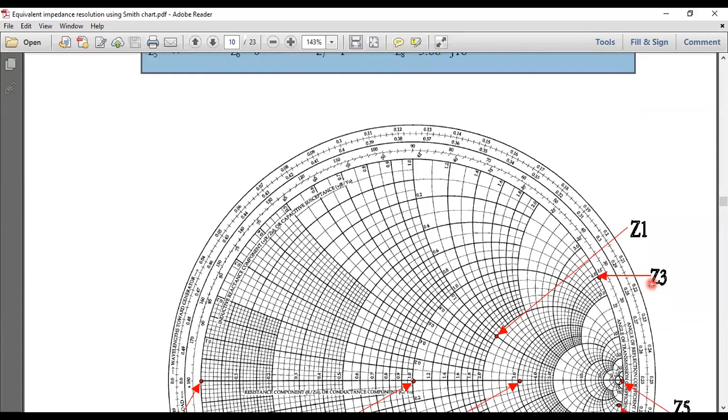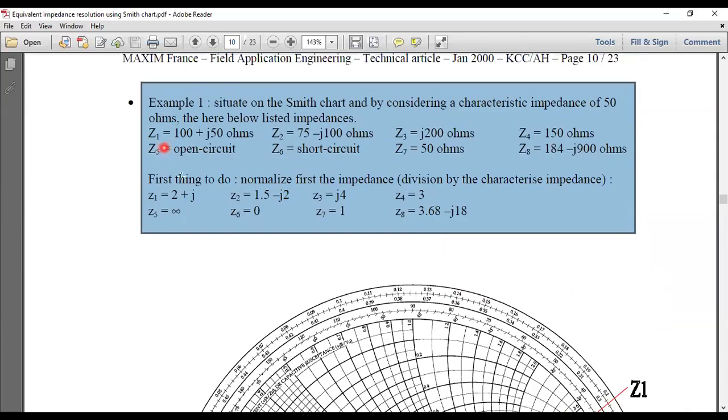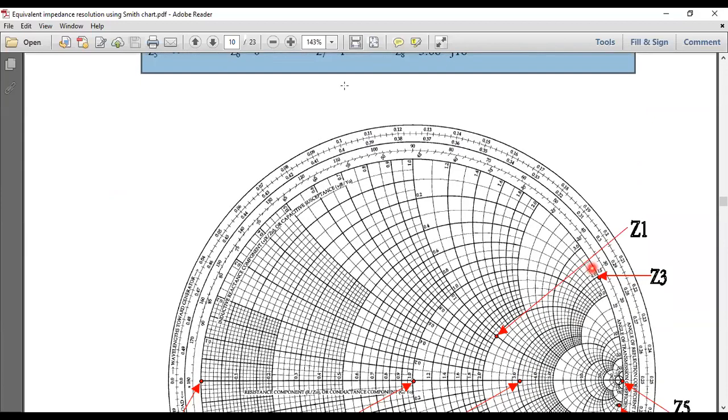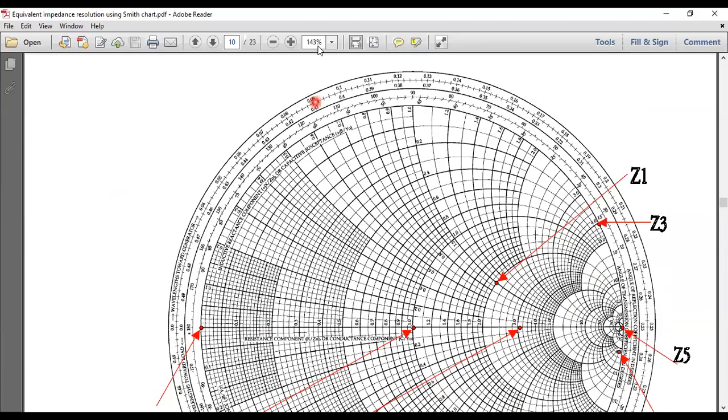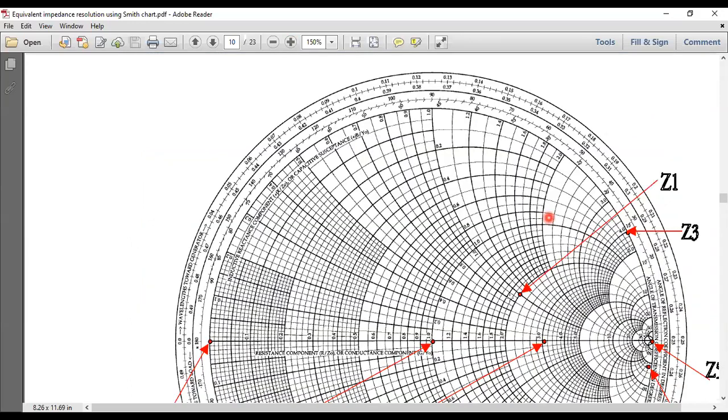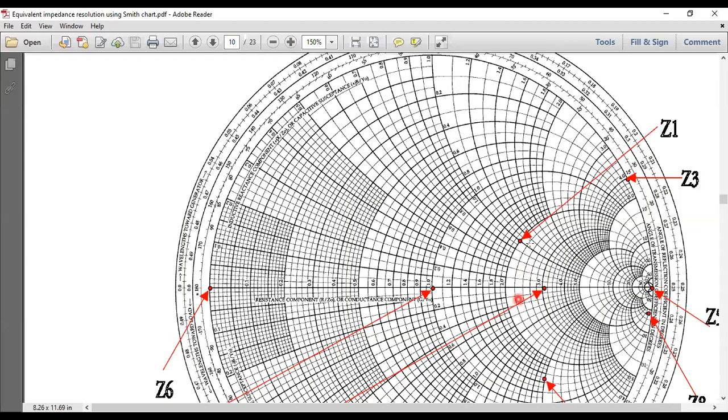So Z1, what is it? 2 plus J. So here you can just do 2 plus J. Where is 2? Here is 2. And J, this is 1. So this is your Z1. Have you seen this? Why do we require this? Because we are going to calculate the equivalent impedance afterwards. So that's why we require it.